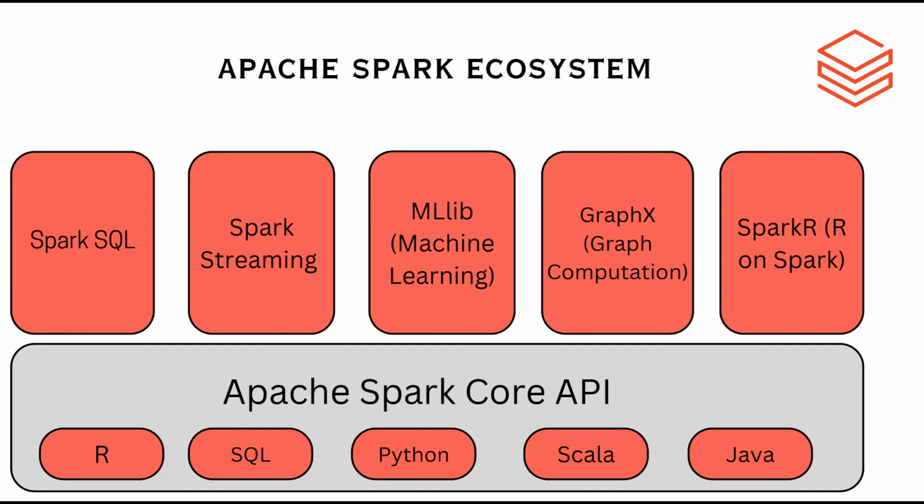MLlib is Spark's powerful machine learning library that offers scalable and distributed implementations of a wide range of machine learning algorithms. So whether it's for classification, regression, clustering, collaborative filtering, or dimensionality reduction, MLlib provides the tools necessary for large-scale machine learning tasks.